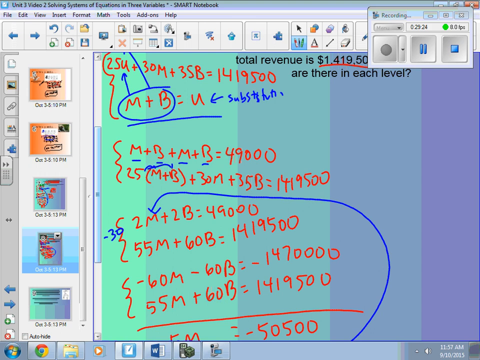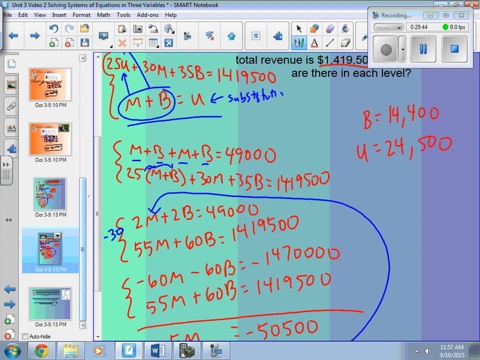Okay, I'm not going to go through the rest of that. If you want to go through and find that, you can. It should come out that the bottom level ends up being 14,400 and the upper level ends up being 24,500.